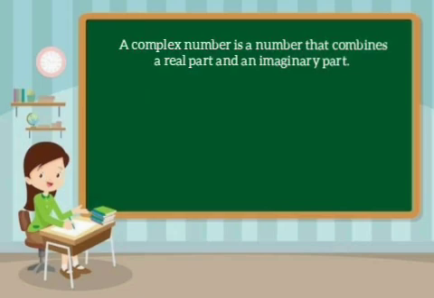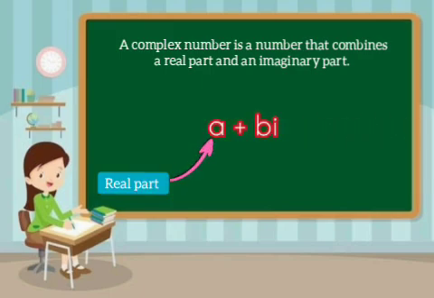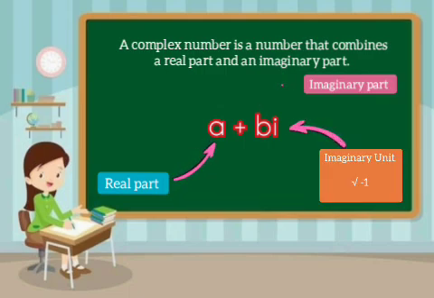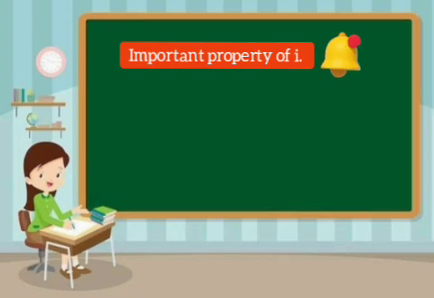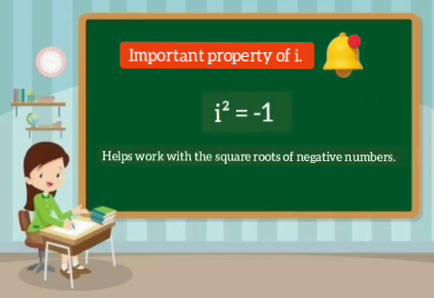So, a complex number is a number that combines a real part and an imaginary part. It is written in the form a plus bi, where a is the real part, b is the imaginary part, and i is the imaginary unit, which is defined as the square root of -1. An important property of i is that i squared equals -1. This helps us work with the square roots of negative numbers.